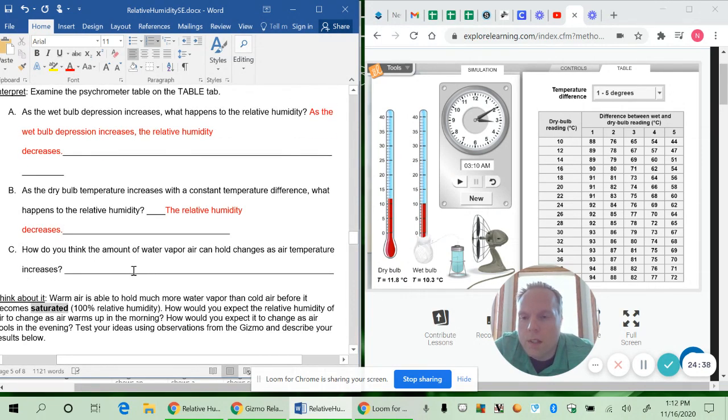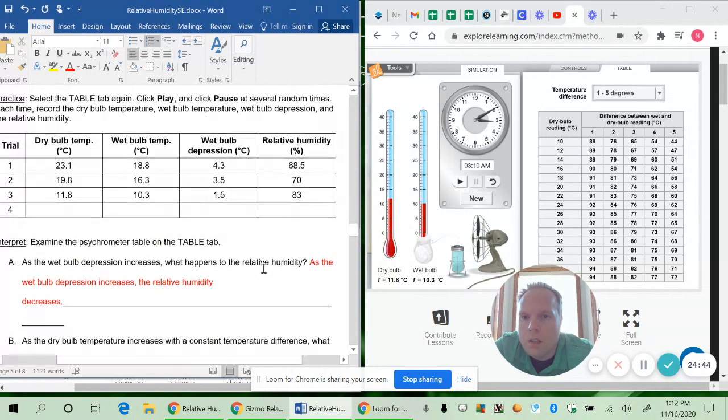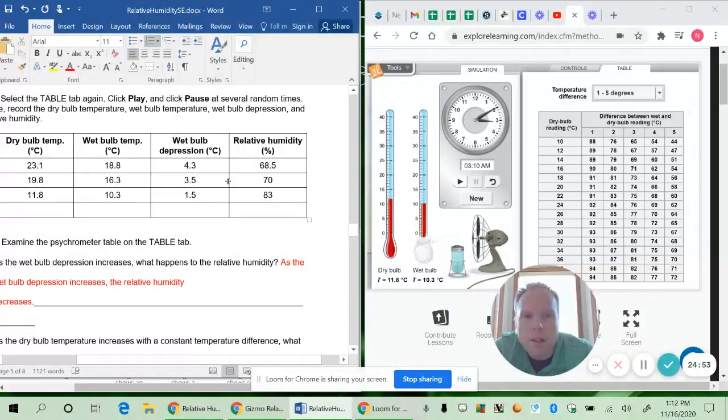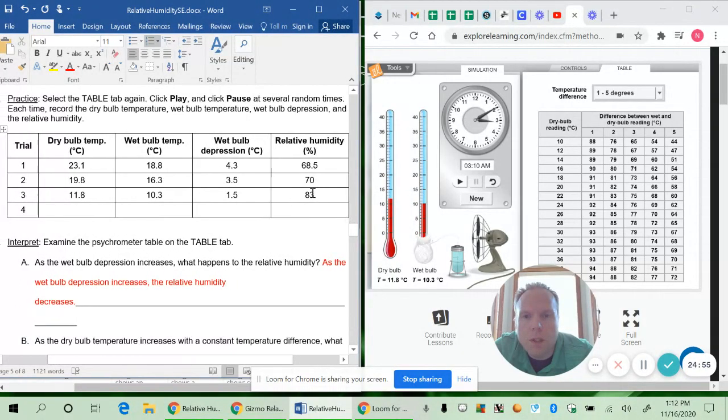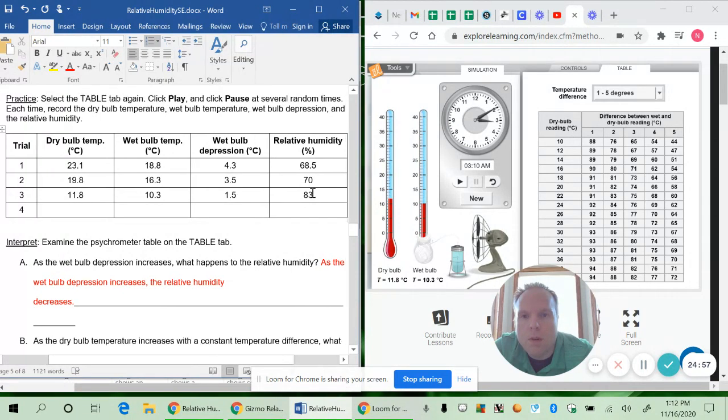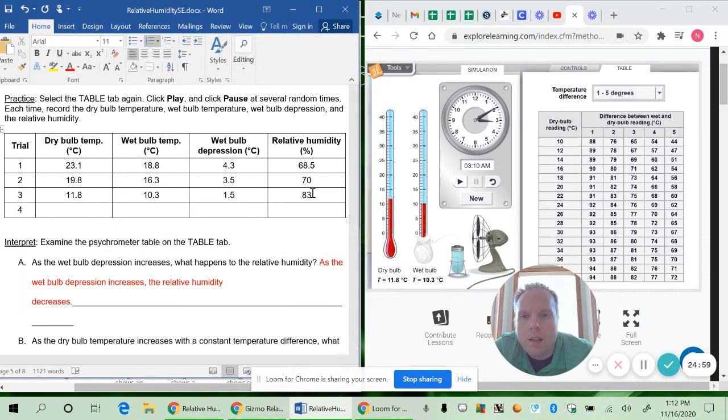And then it says, how do you think the amount of water vapor air can hold changes as air temperature increases? Well, when we look at the last question, remember when the dry bulb temperature went up, so when the air temperature got warmer, the relative humidity went down. And what does that mean? It means that there's more space in the air for water vapor to be held. So the percentage of the air that's full of water is not as much, and that's why it went down.